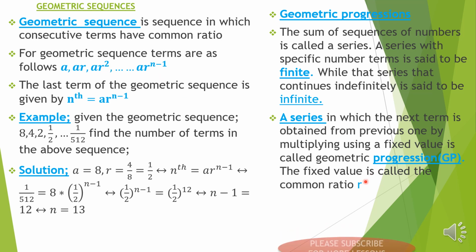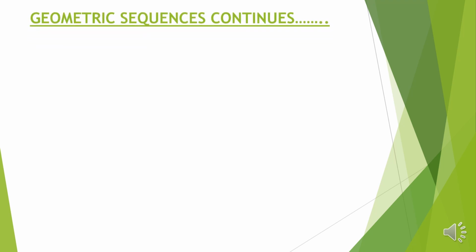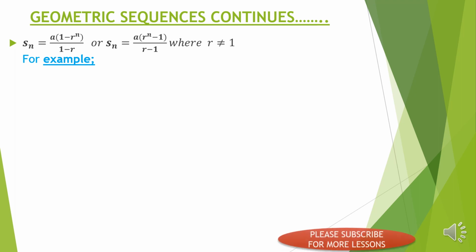So from there, we can note that the sum of any n terms of a GP is usually given by the formula. That is, if you have n terms of a geometric series, then to get the sum, we write it as Sn, where n is the number of terms, equals the first term, a, into bracket 1 minus r raised to n.